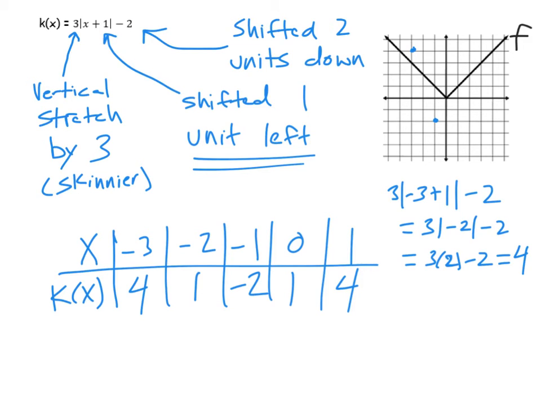That's better. Should go right there. All right, -2, 1. Zero, 1. And then 1, 4, right? You can start to see the outline of it.